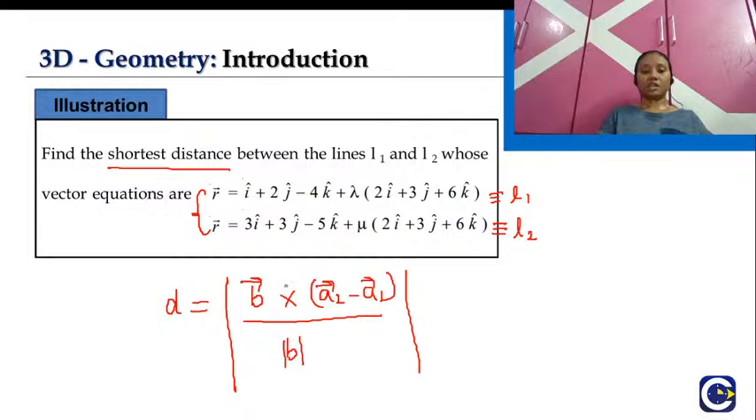Which means here if you observe, B bar cross (A2 bar minus A1 bar) will also be a vector. Right, here we are doing a cross product, so the result will also be a vector only. So that's why we have the entire modulus, which means we have to find the magnitude of this vector here. Maybe you might have missed that, Shivaranjani. So just give it a try and let me know what the answer is. The denominator is correct, yes, but the numerator you have to check once.